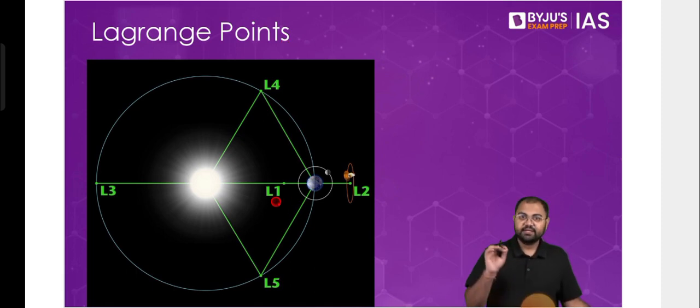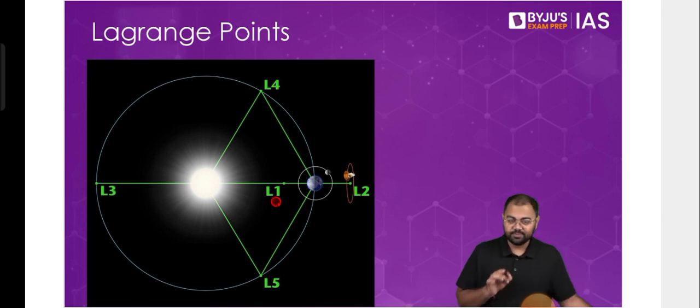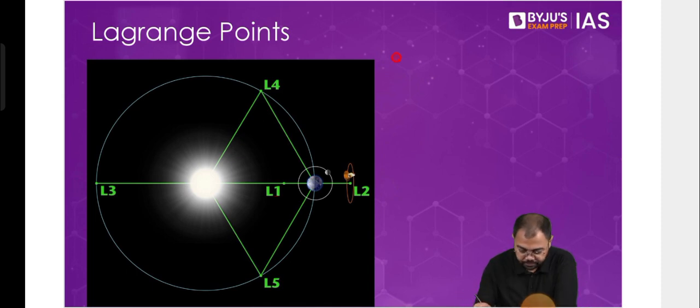So what are Lagrange points? We'll try to understand, and what is the significance of these Lagrange points? Why are these Lagrange points important? Why are we launching satellites like Aditya L1 to L1? We'll understand all these aspects. Okay, so first and foremost, why in the news?